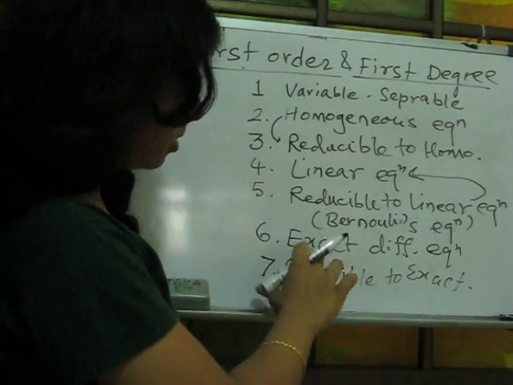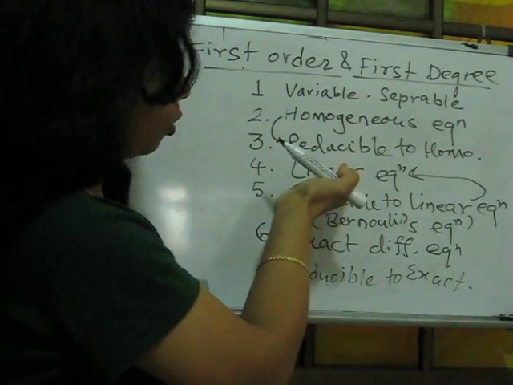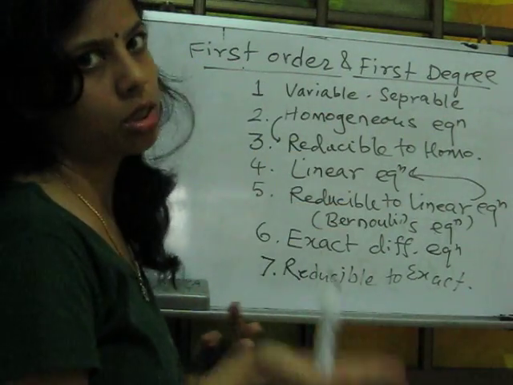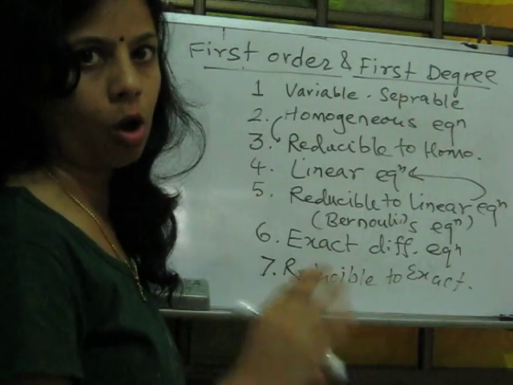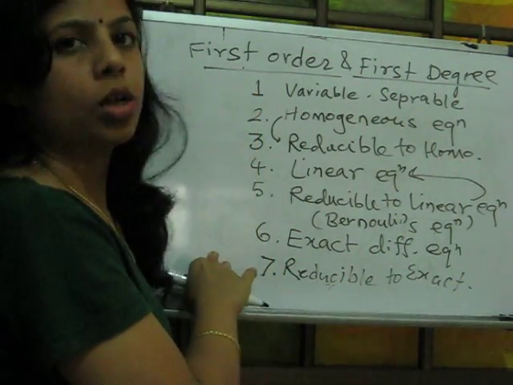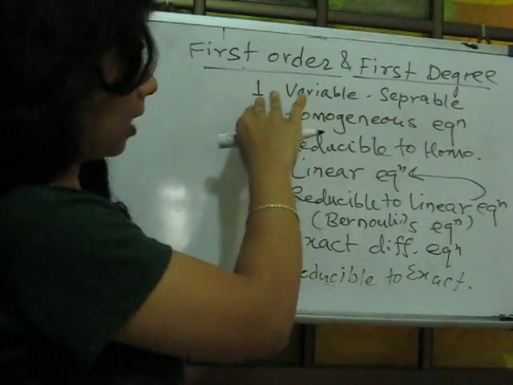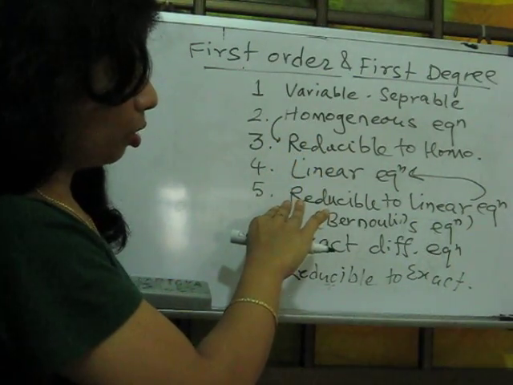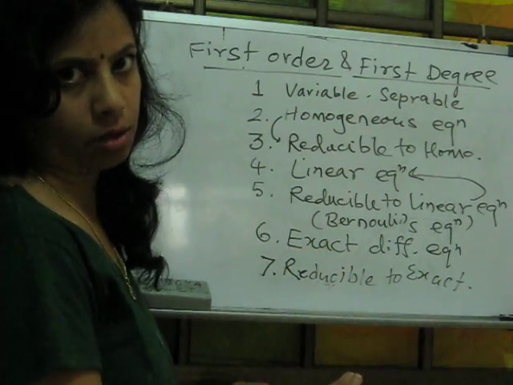Many times these exact equations or reducible to exact equations can be converted into linear or homogeneous equations, and we can apply the solution of homogeneous or linear or maybe variable separable, and we can easily solve all these equations. So there are all these types of first order, first degree differential equation. Just let us go through it: variable separable, homogeneous, reducible to homogeneous, linear, reducible to linear, that is called Bernoulli's, exact differential equation, and reducible to algebraic.